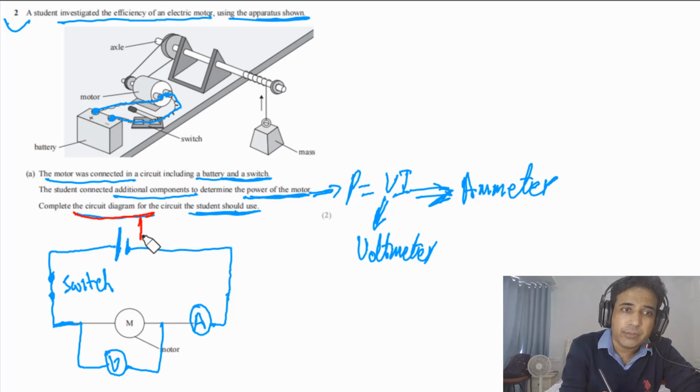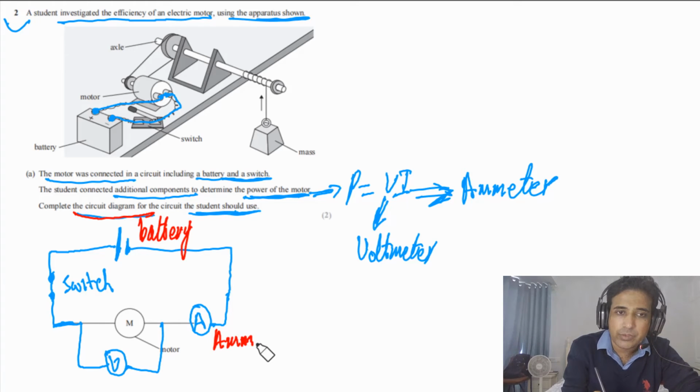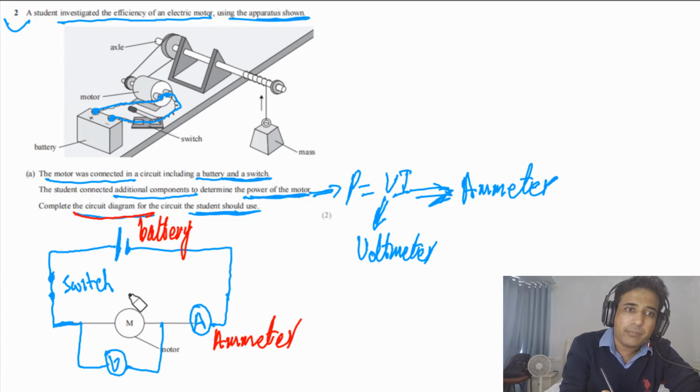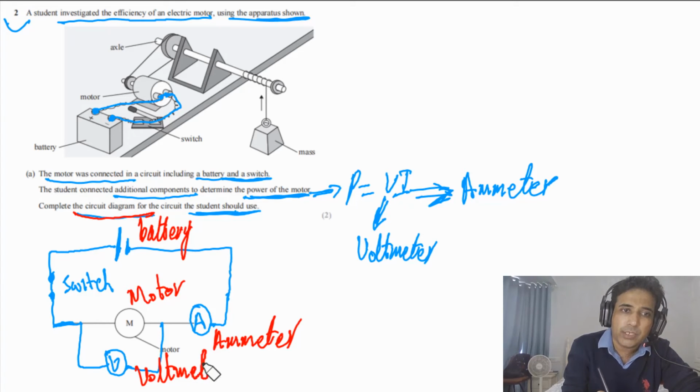As the question said, complete the circuit diagram, so we can also label these components in the circuit. You can also label. So this is the battery. You can write down this is the ammeter. This one is the motor, and this one is the voltmeter. So it's better you also label this diagram.